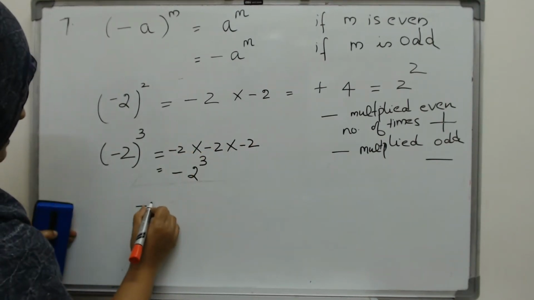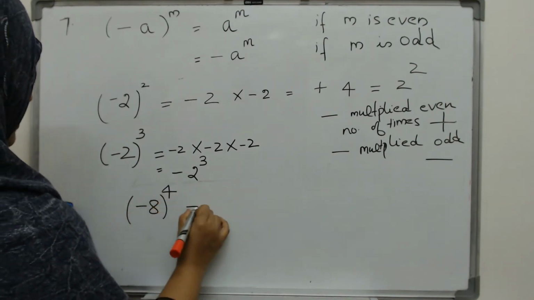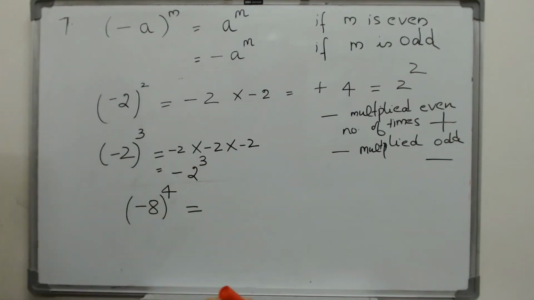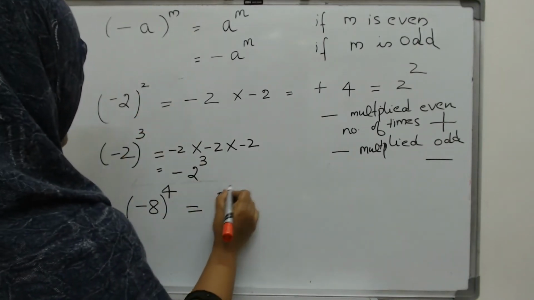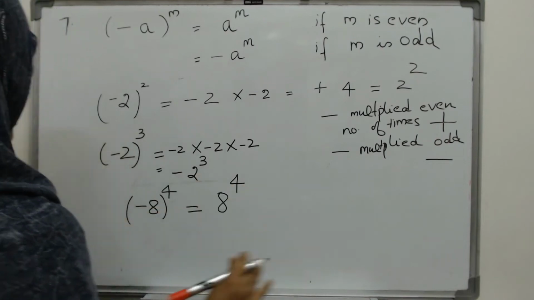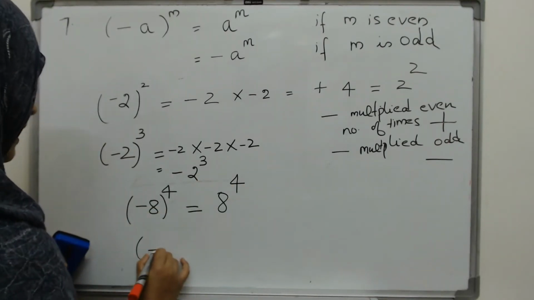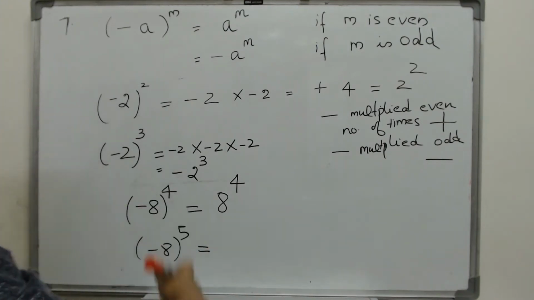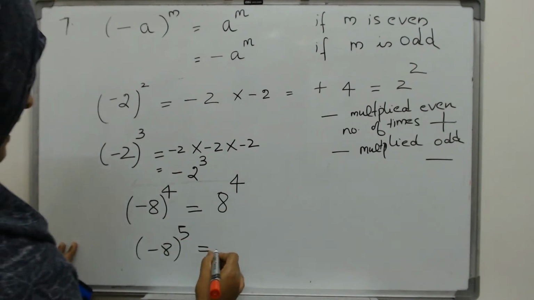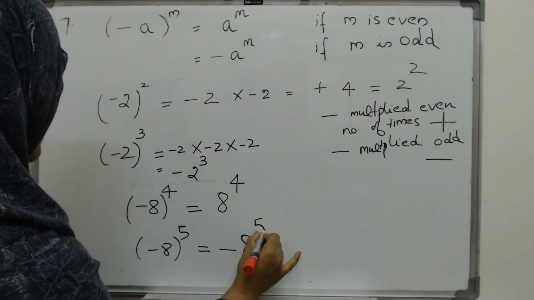Another question. Minus 8 raised to 4. Now 4 is an even number. So minus 8 raised to 4 is the same as 8 raised to 4. You can just forget about the minus sign. But then minus 8 raised to 5. The minus sign multiplied 5 times will again give the minus sign. So the answer will be the same, but you will have a minus in front of it.